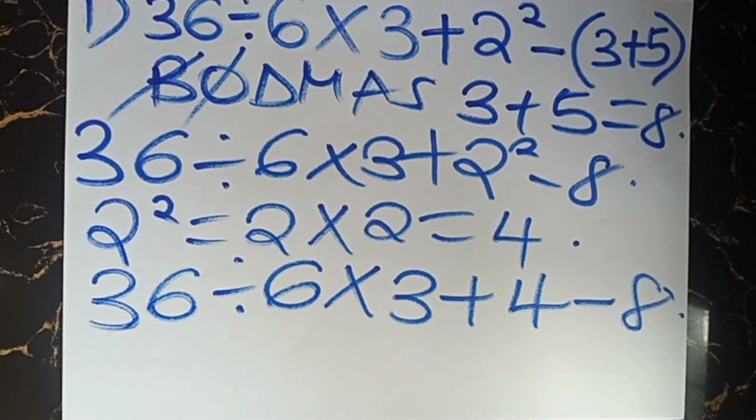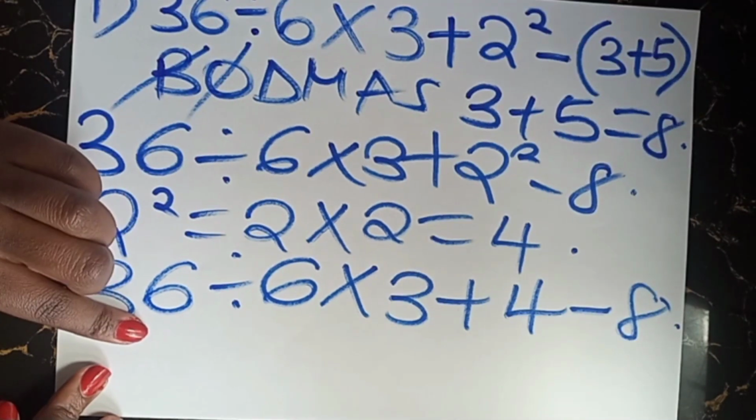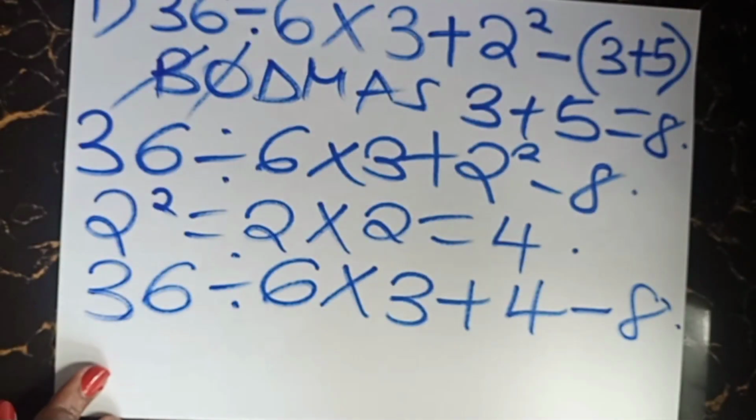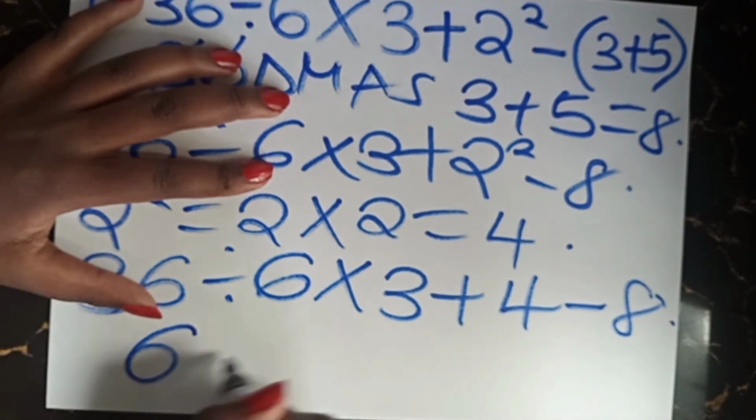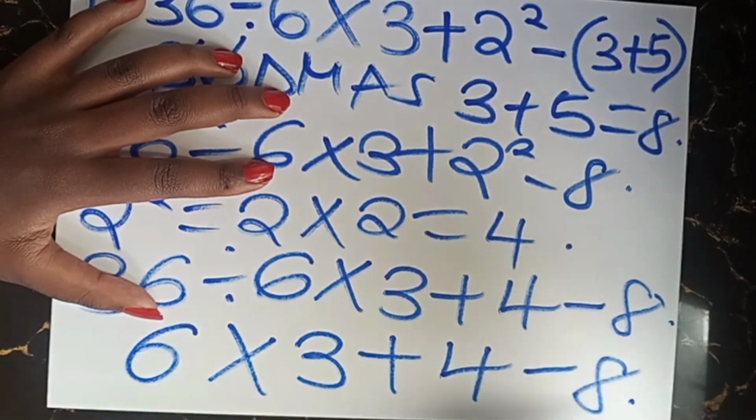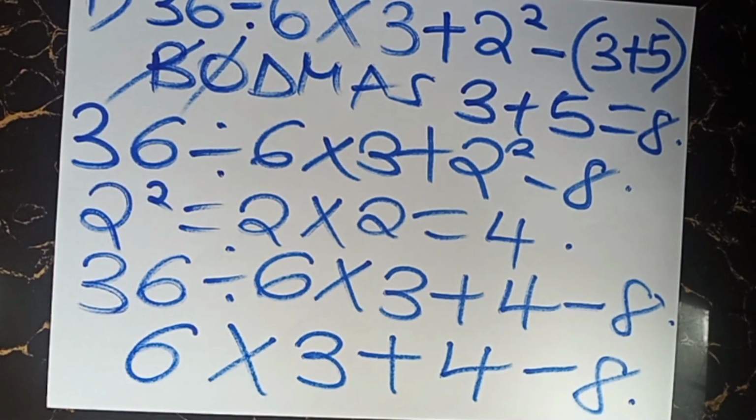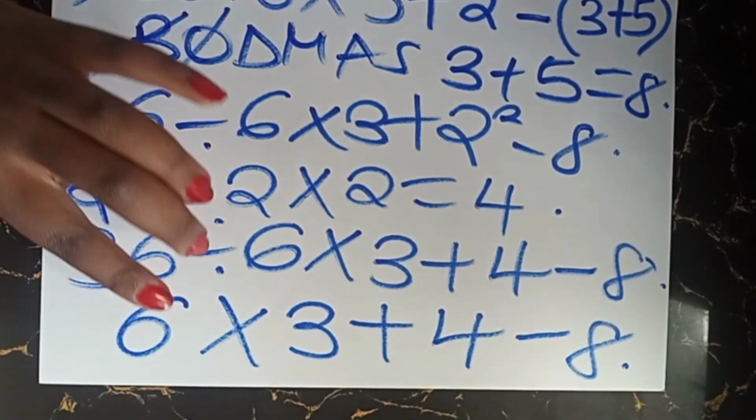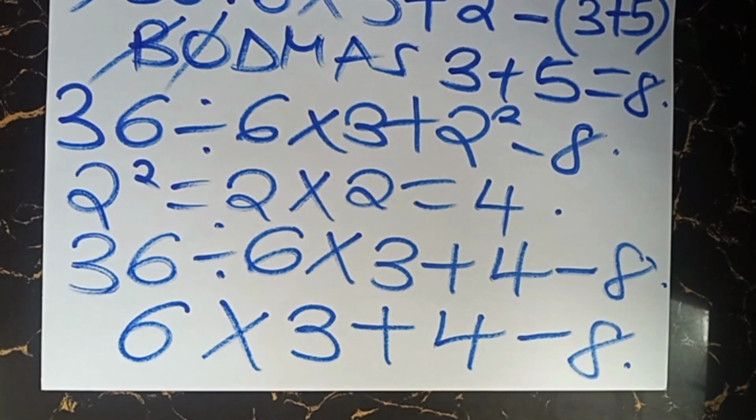36 divided by 6 is 6. Okay, so we'll replace this 36 divided by 6 with 6 and then rewrite the whole question. So we have 6 times 3 plus 4 minus 8. Are we together? Then the next step would be to multiply. What is 6 times 3? 6 times 3 is 18.